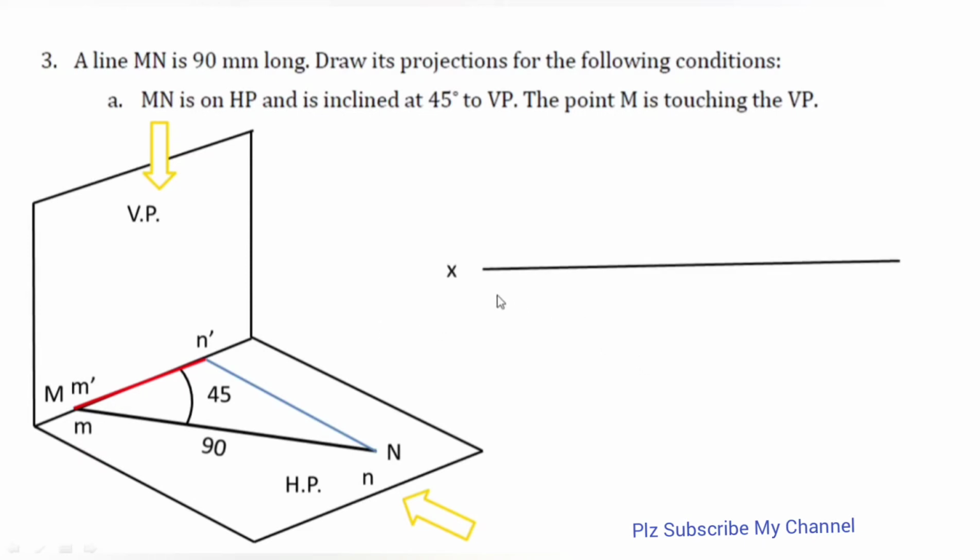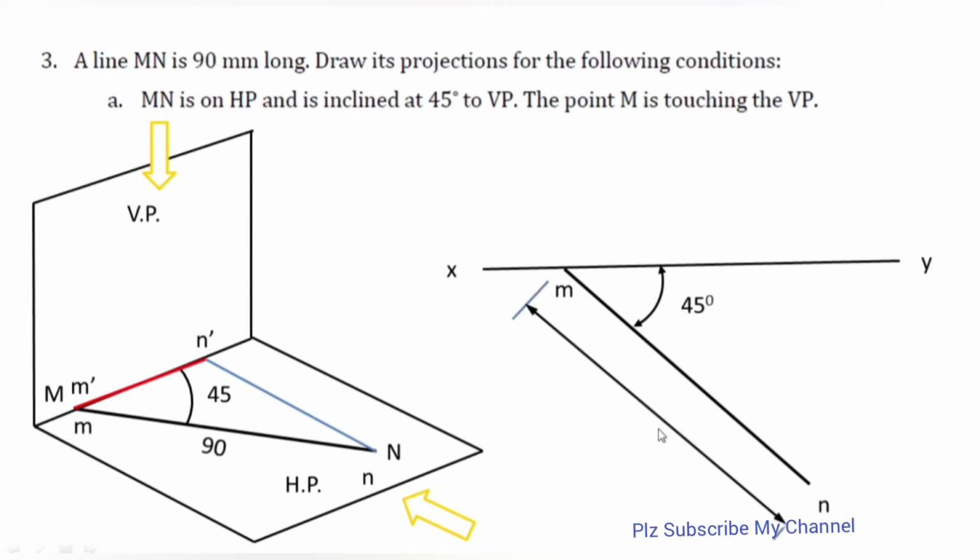Initially, same step, we need to draw the reference line xy, and on this line, somewhere at any point, we need to mark small m first. Why? Because we are going to draw our top view, and on that point we need to draw a 45-degree angle. And what should be the length of this line? 90 mm, and this line is at how much angle? 45 degrees, right? Small mn is the 90 mm length and the angle is 45 degrees, but in the downward direction, right? So the top view is being drawn, and its length is 90 mm.